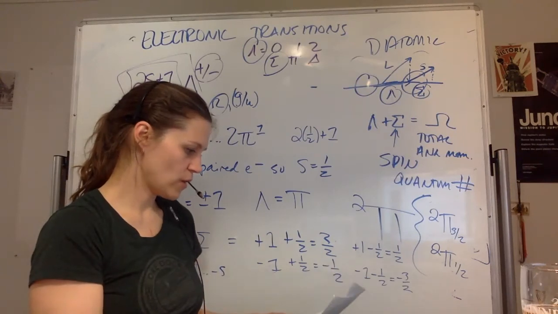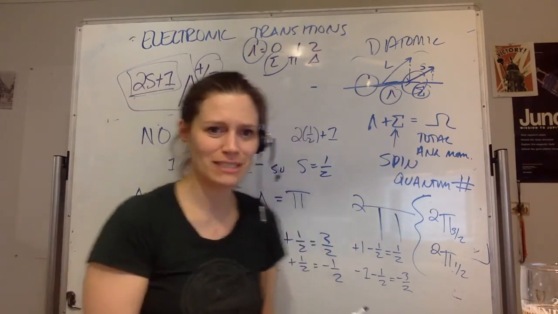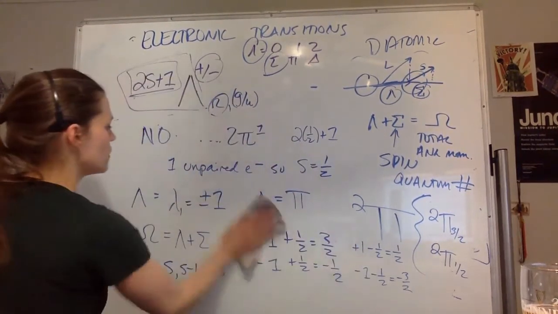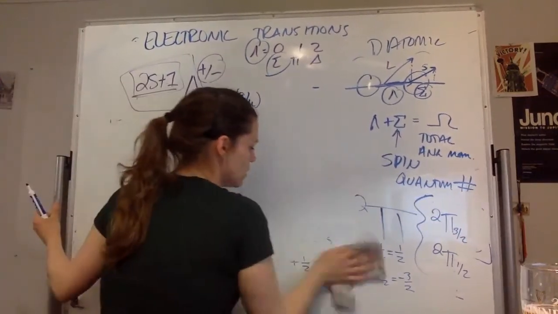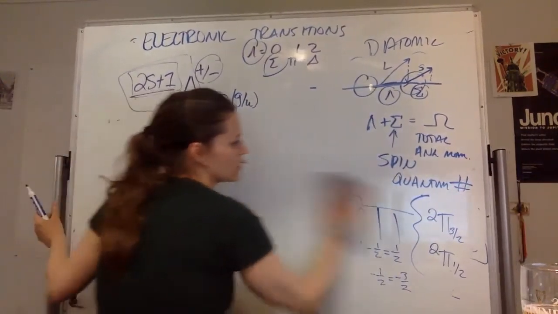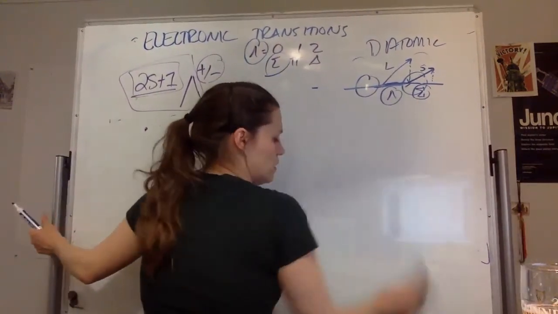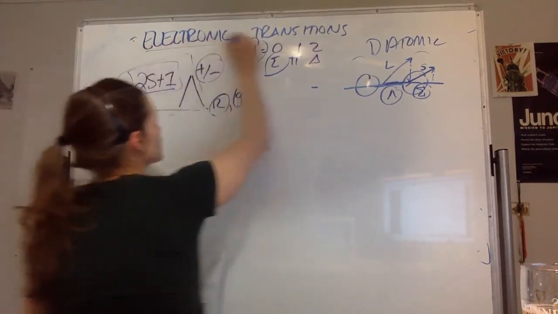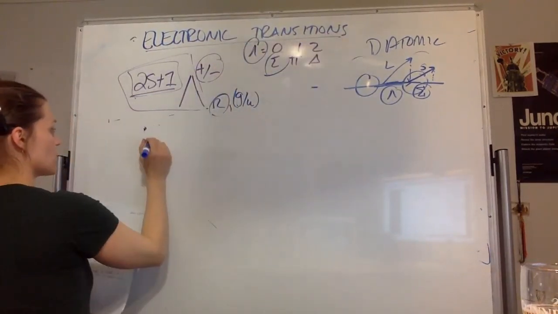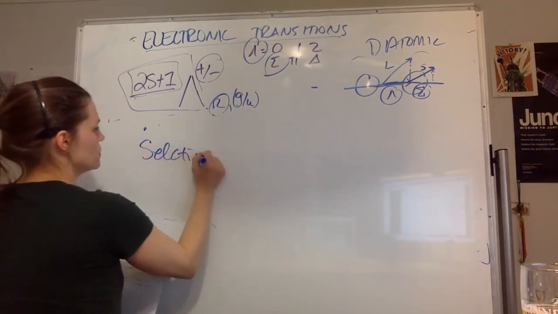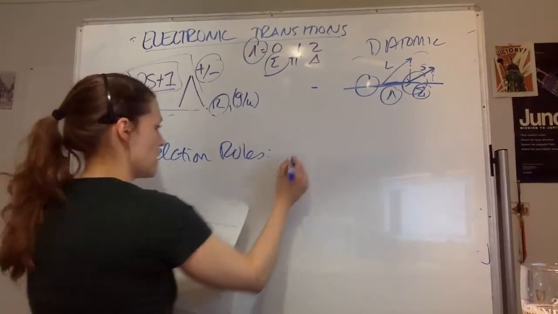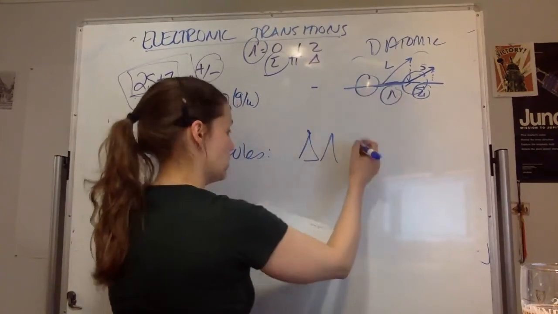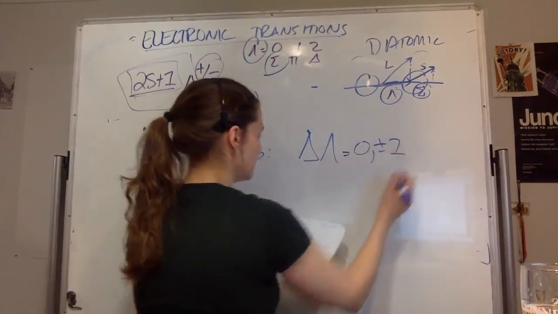I have more notes and more examples. Oh, last but not least, why do we care? I should lead with that. So we care because of transitions, which give us selection rules. Okay, so for electronic transitions to occur, which is what I started to talk about, the selection rules require that there's a change of the projection of the angular momentum, this, of 0 or plus or minus 1.